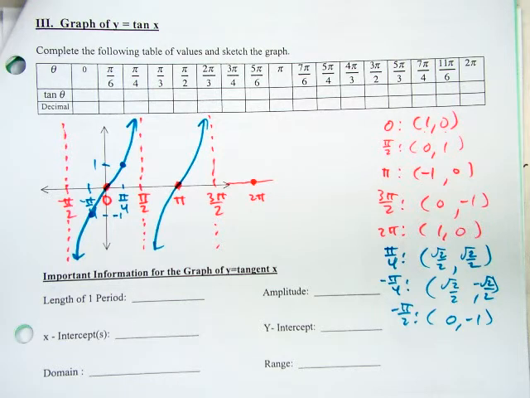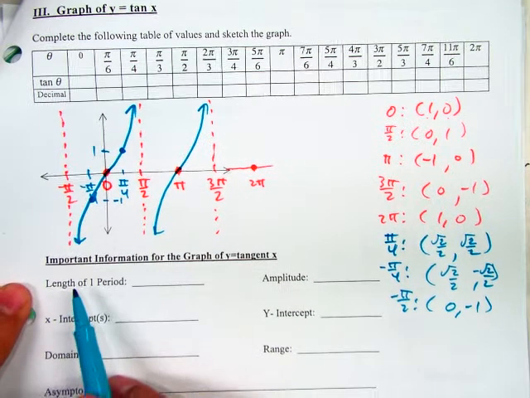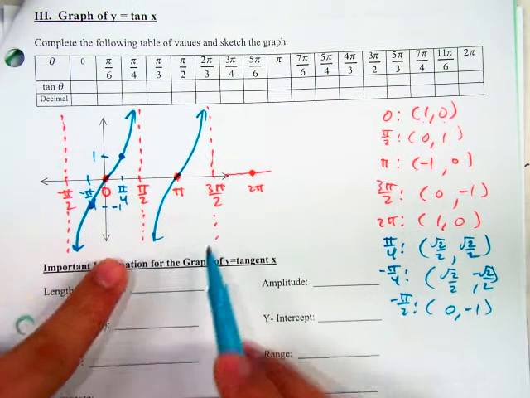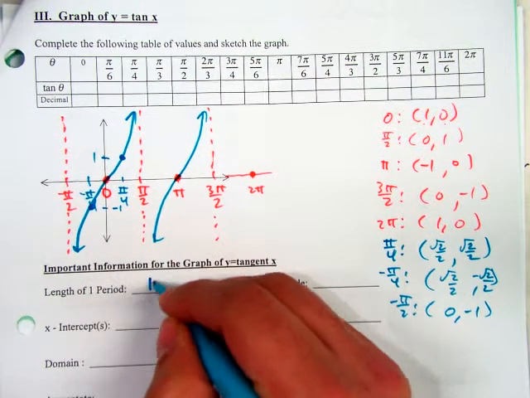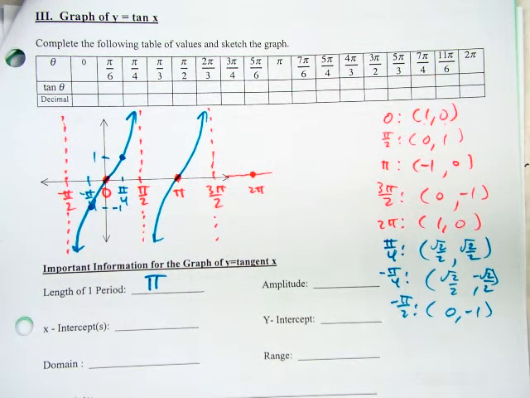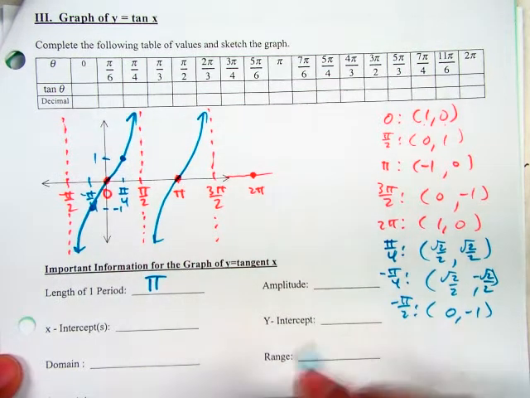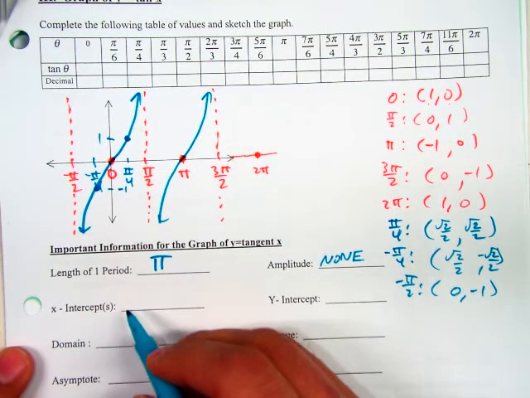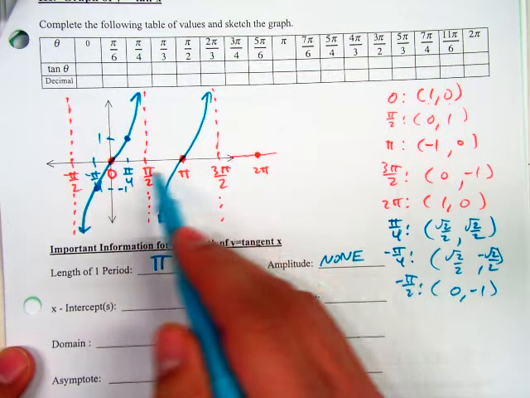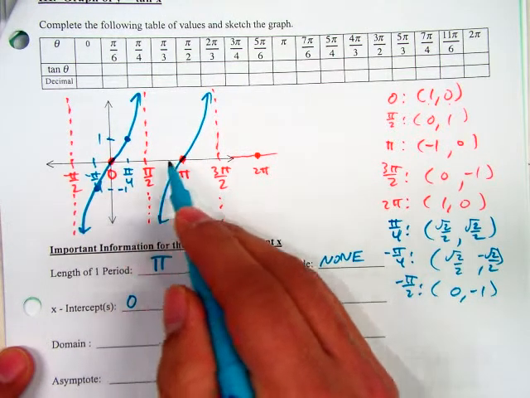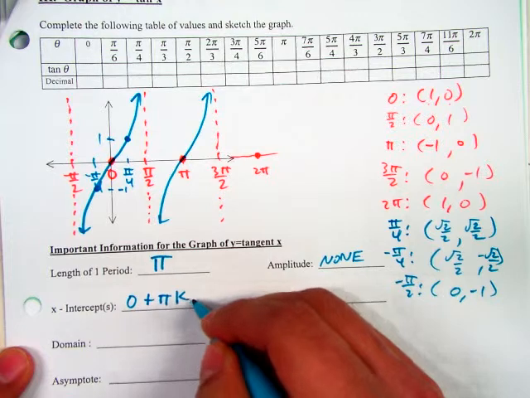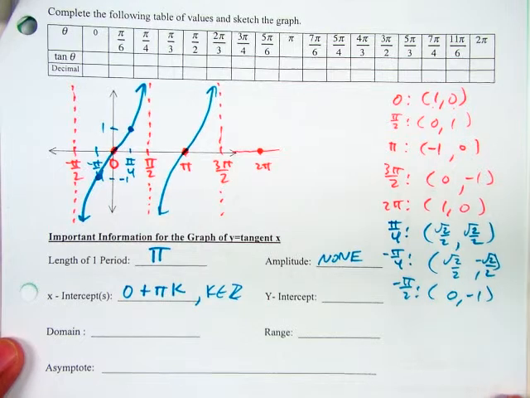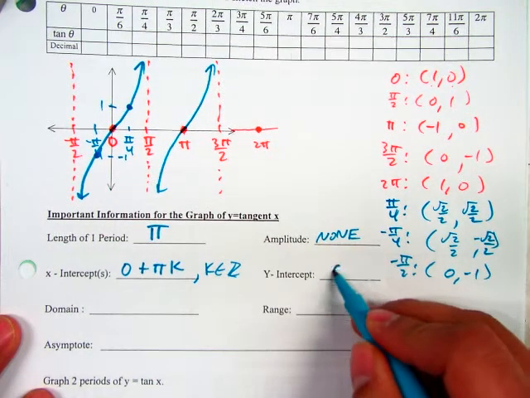So now here's the next question. The length of one period. How long does it take for this graph to repeat? Pi. Very good. It's pi, not 2 pi. Okay. The amplitude, there is none. X-intercepts, hopefully we're getting better at doing this now. Pick one. So 0. What's the pattern? Pi. They go up by pi. So plus pi k, where k is any integer. The y-intercept for the tangent graph is 0, since we're at the origin.